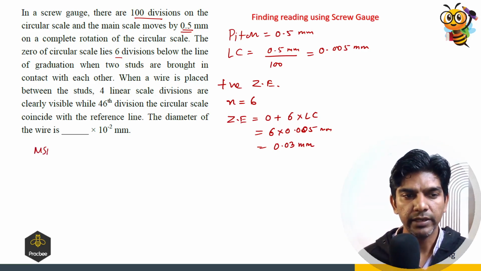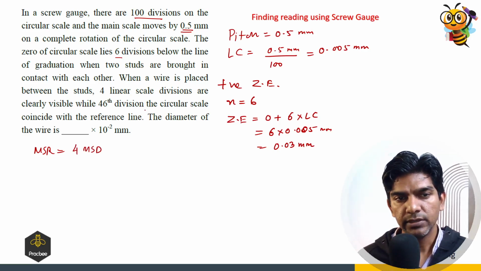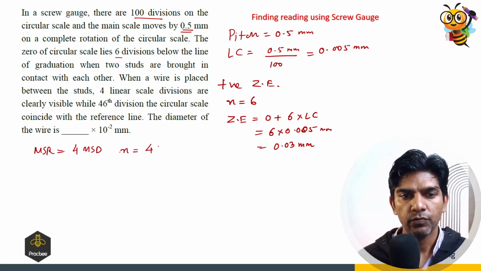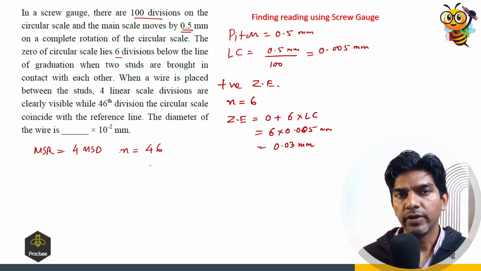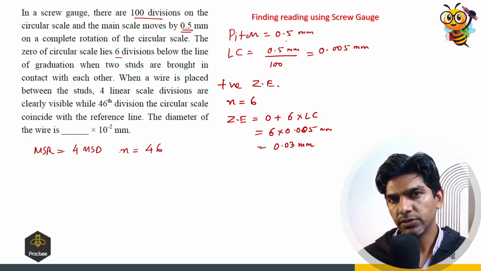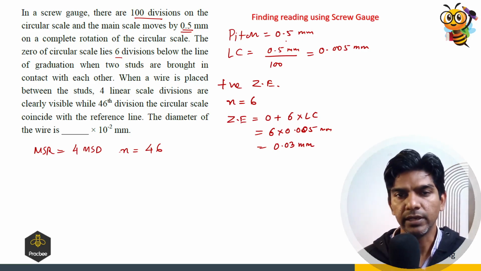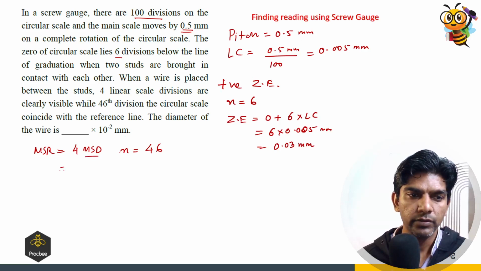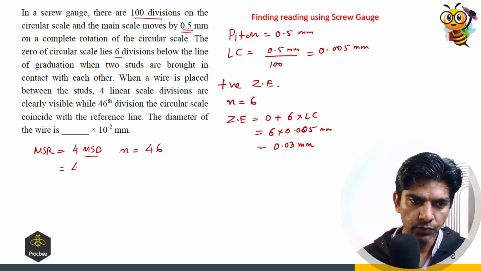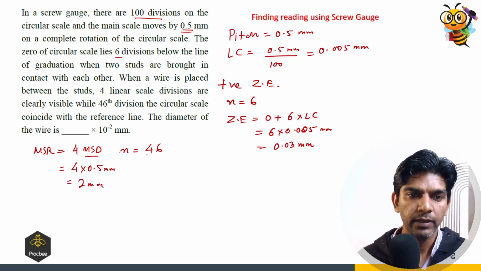So main scale reading will be 4 times main scale division. While 46th division of the circular scale coincides with the reference line, and n is 46, find the diameter of the wire. So here, since we have given pitch to be 0.5 millimeter, it means we can measure 0.5 on the main scale. So main scale division is nothing but 0.5 millimeter. So it will be 4 times 0.5 millimeter, so that will be 2 millimeter.